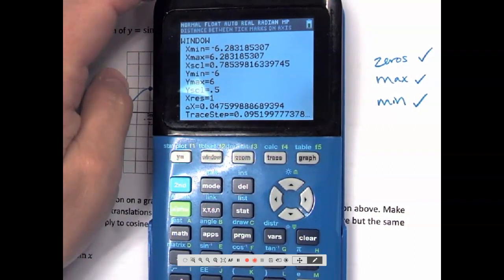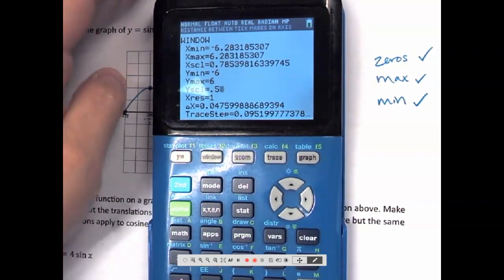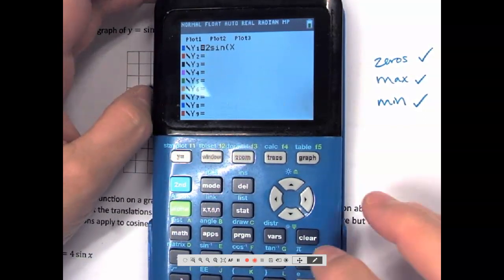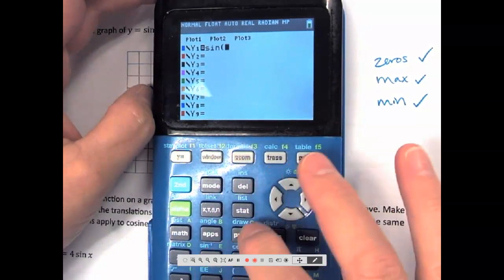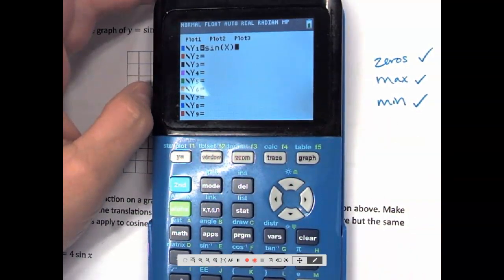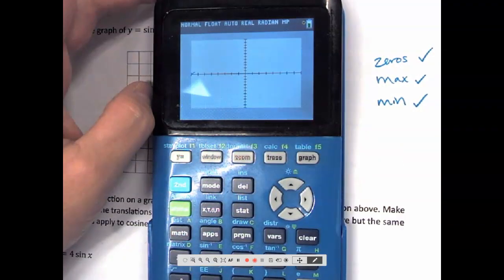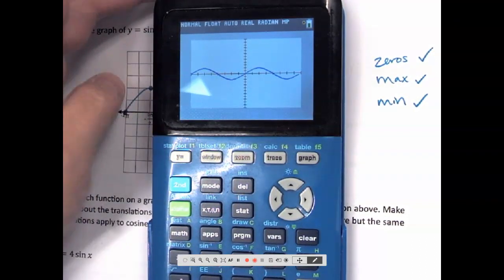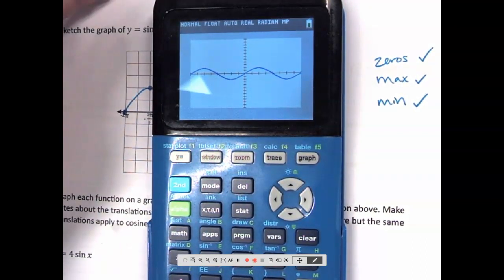Everybody good? Okay, so now we're ready to type in the equation. So go to y equals, and let's just do sine x first. Sine x. And graph. And we should get a nice sine curve that matches what I have on the paper.